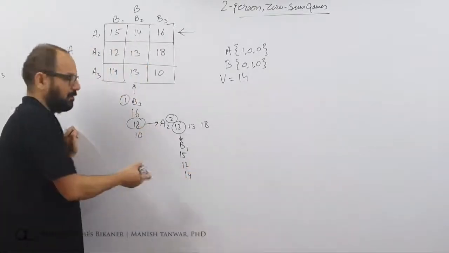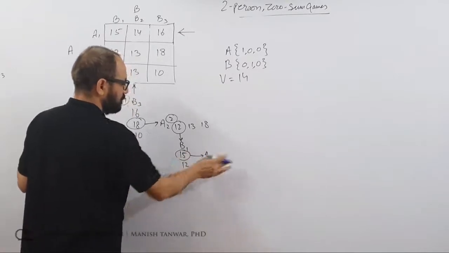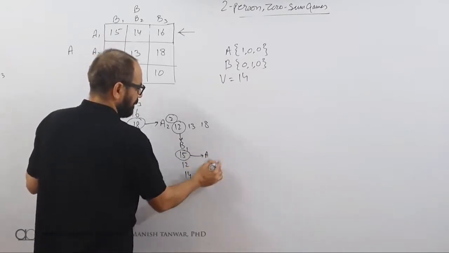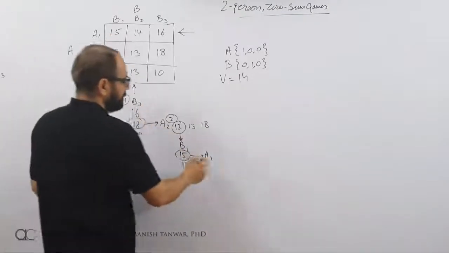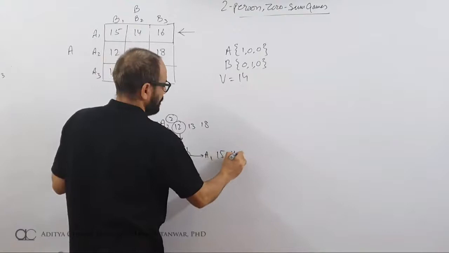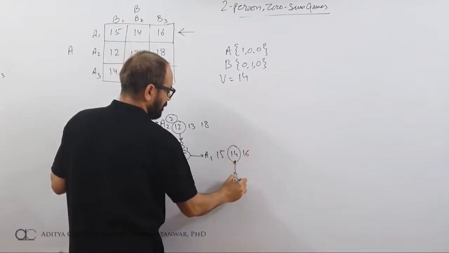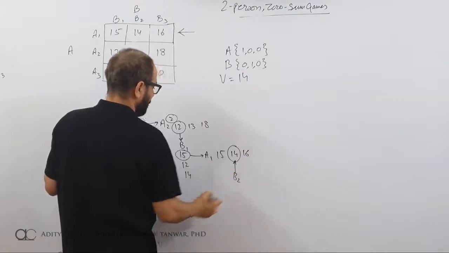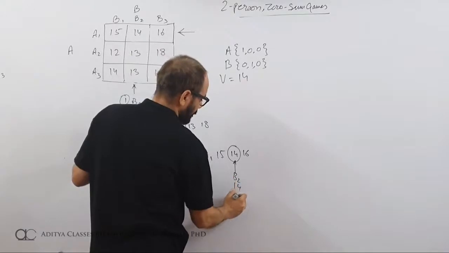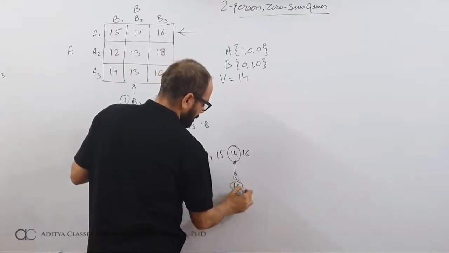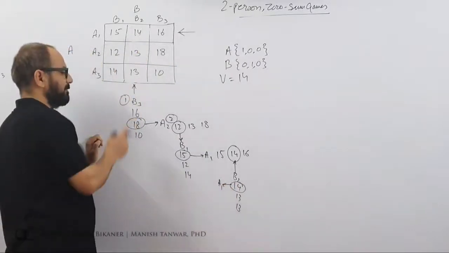Where will A go? A will go in 15 because it is maximum profit. So A goes to A1 from 15. If A goes to 15, what will be the returns? 15, 14 and 16. What will B pick? B will select the minimum loss, B2. If B selects B2, the returns will be 14, 13 and 13. A will select A1, 14 is the maximum.